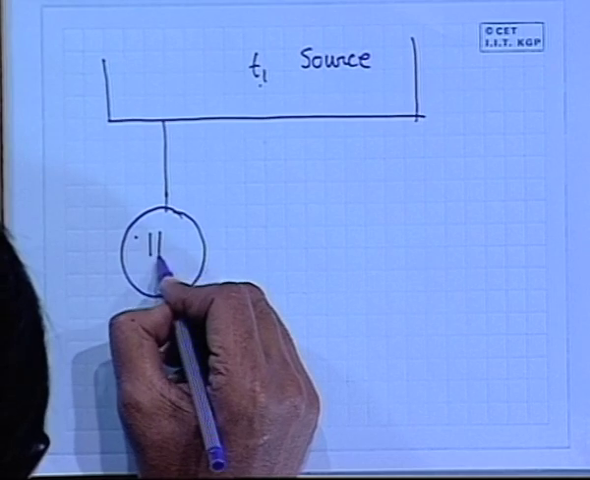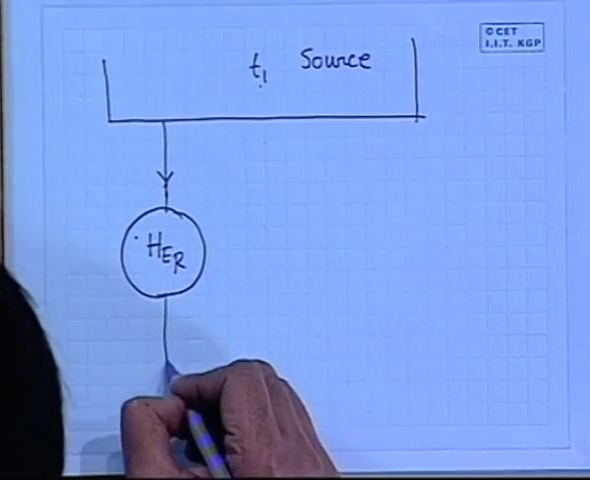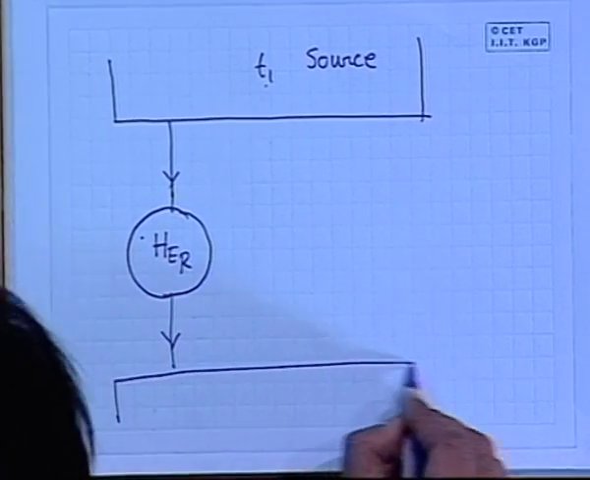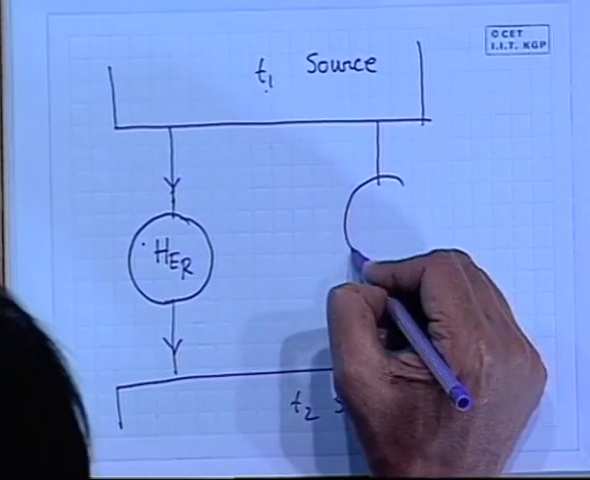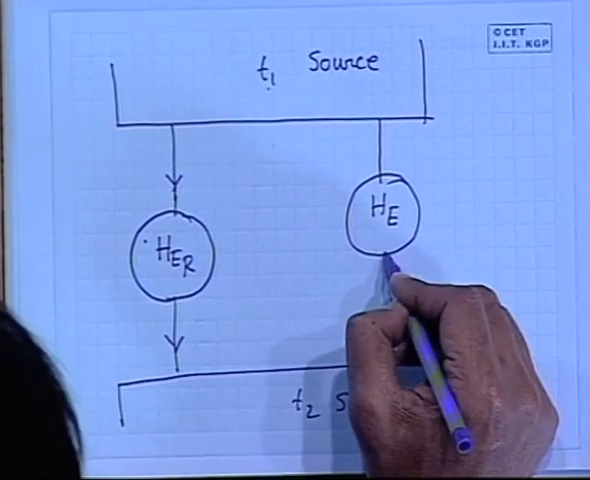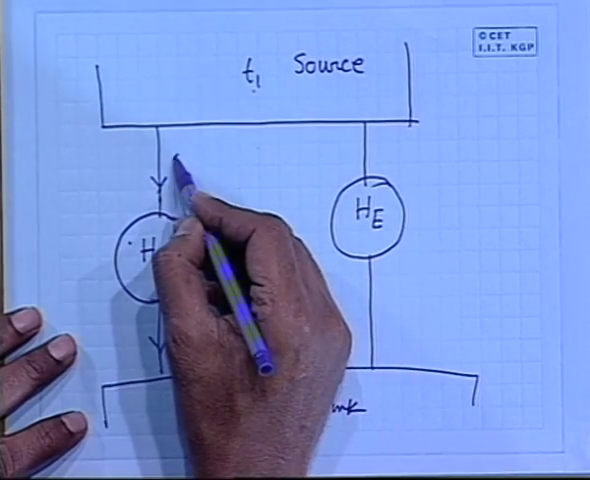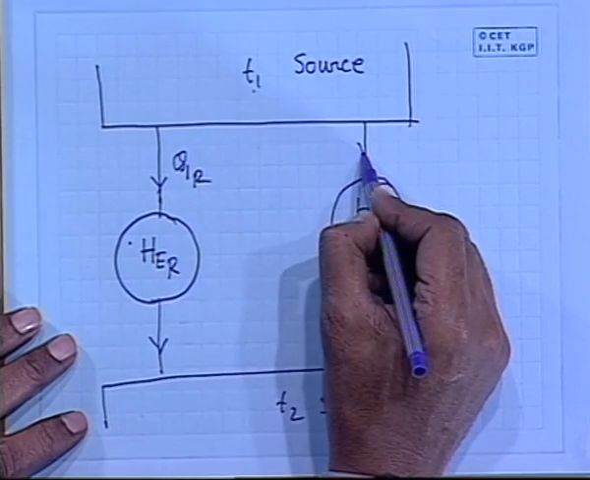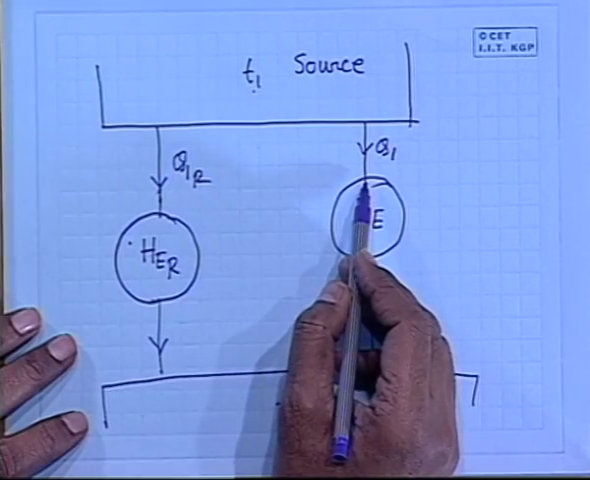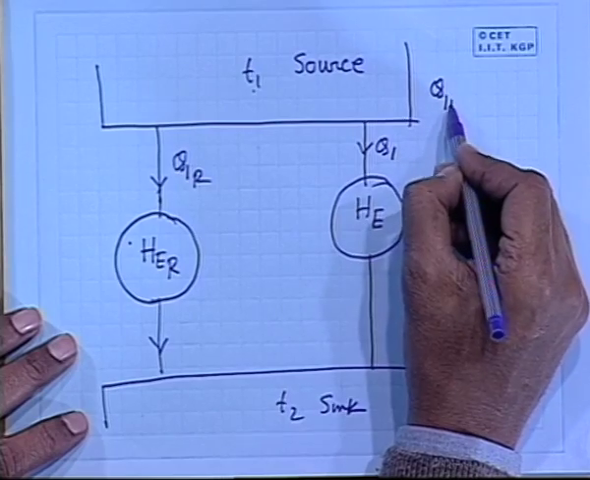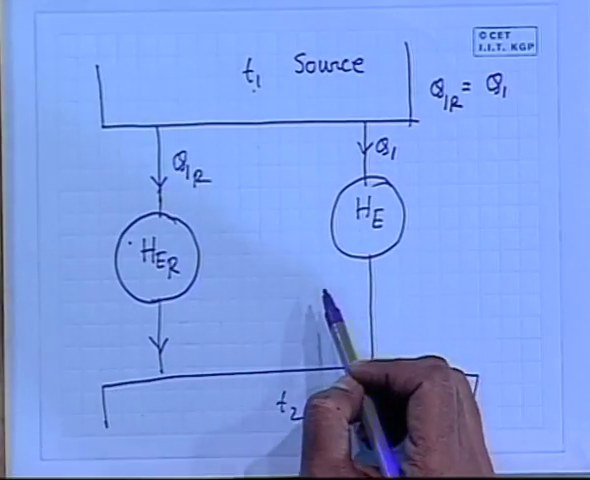One is a reversible heat engine, HER. Well, this is the sink. Another one we consider is an irreversible heat engine, which I designate HE. And for this analysis, we set the heat added to the reversible engine and the heat taken by the irreversible engine to be the same. That means for this proof, we first use this equation, as if they are taking the same heat.